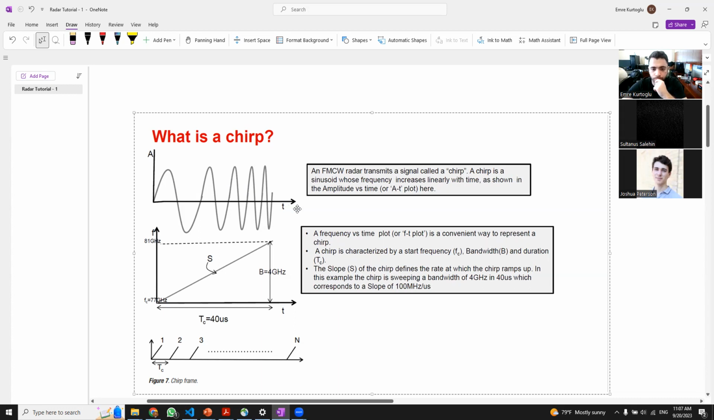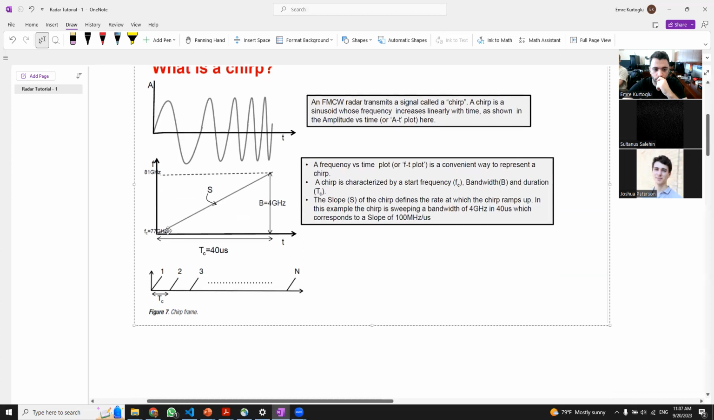And T here is the time. We also call these pulses a chirp. It's basically a sinusoid whose frequency increases linearly with time, as we show in the plot here. And since its frequency is increasing over time, when we plot time versus frequency, we can see this kind of slope in the center frequency of the transmitted signal. And this center frequency is usually represented with FC.